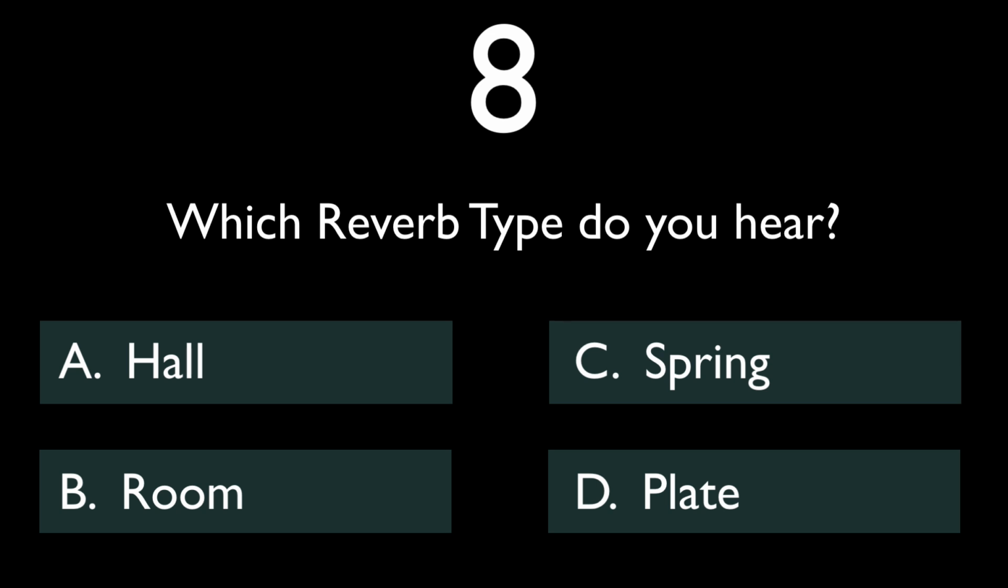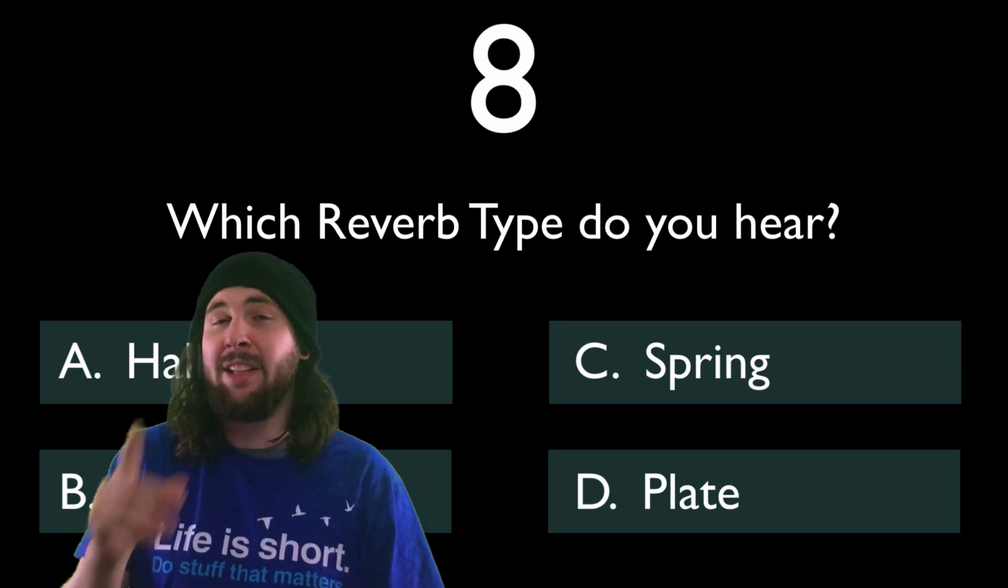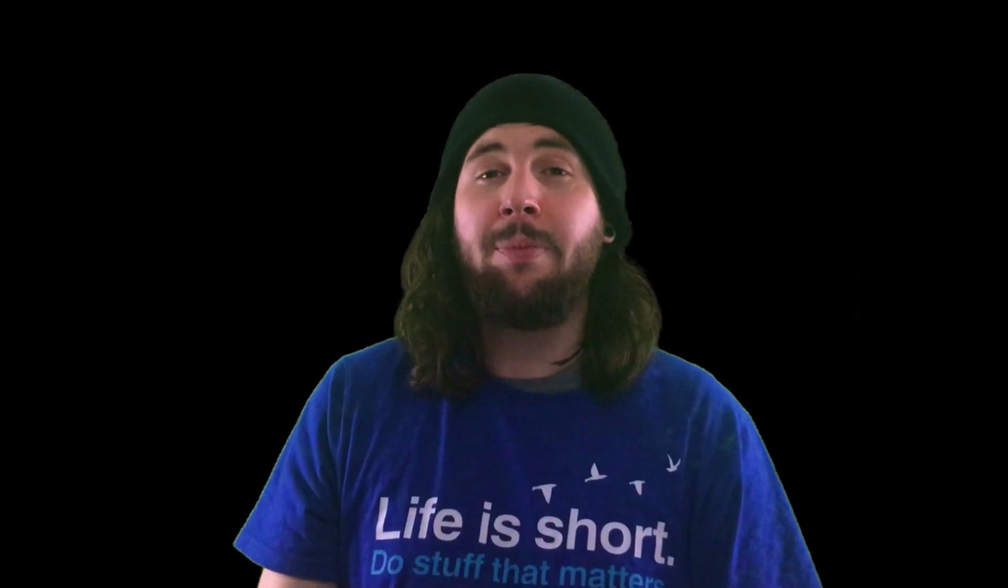So we only hear the tail of the reverb decay, right? It doesn't have the early reflections like a room, but it's more colored than a hall. It's a plate, and it's a very familiar effect on the vocals. So how did you do?